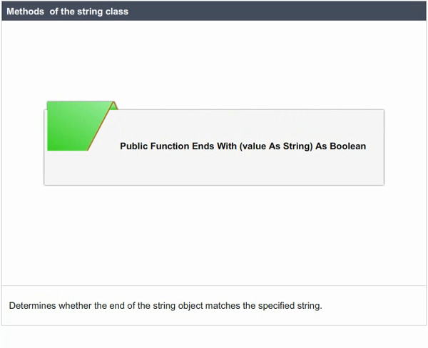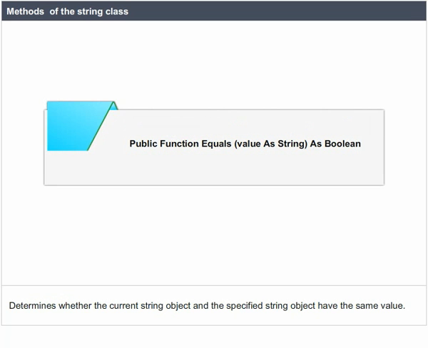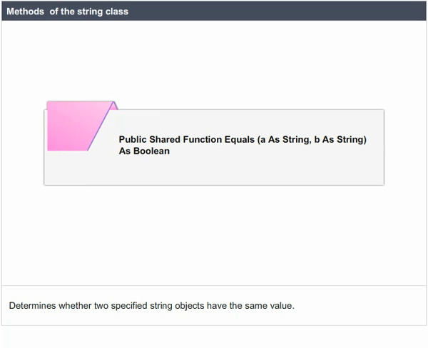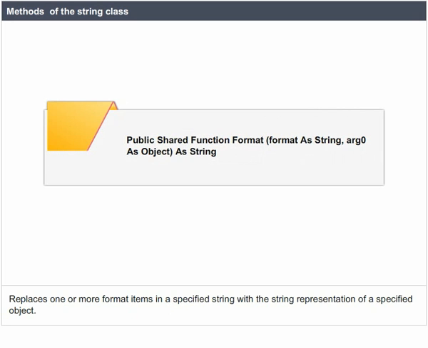Public Function Equals(value As String) As Boolean determines whether the current string object and the specified string object have the same value. Public Shared Function Equals(a As String, b As String) As Boolean determines whether two specified string objects have the same value. Public Shared Function Format(format As String, arg0 As Object) As String replaces one or more format items in a specified string with the string representation of a specified object.